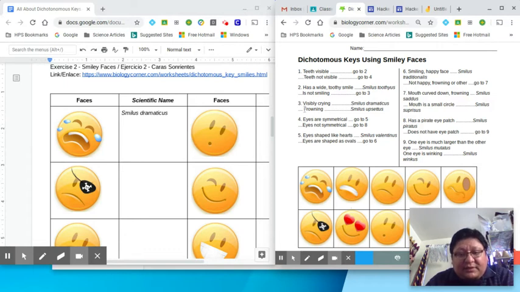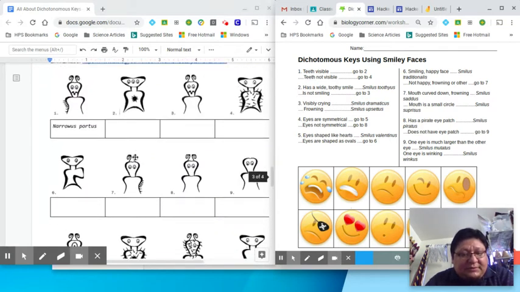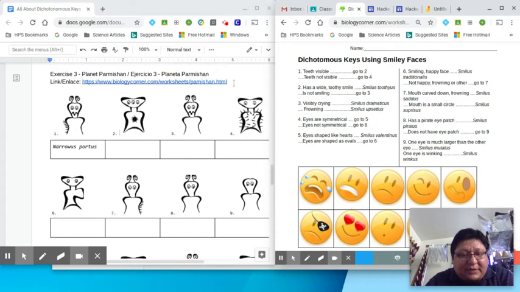Visibly crying and frowning. Frowning like being upset or angry. I look at the picture. It's not frowning. It's visibly crying. Because of that, I know the scientific name, which is Smilus traumaticus. And boom, I take that there. All right, follow the questions. The third one will take you a little bit of time, and you have to be more perceptive.